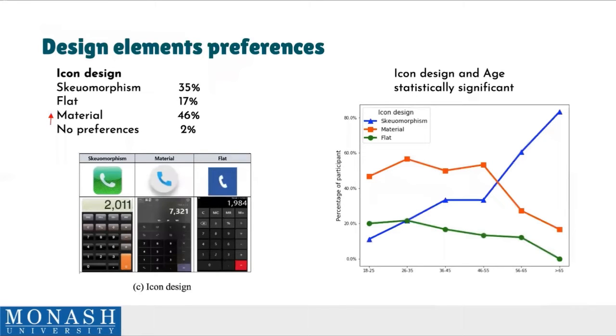We performed a chi-square analysis and found that advancing age and icon design were significantly related. With P equal to 0.01, the results show a dramatically increasing trend of preferring skeuomorphic design with aging people, although material design is the most preferred icon design.